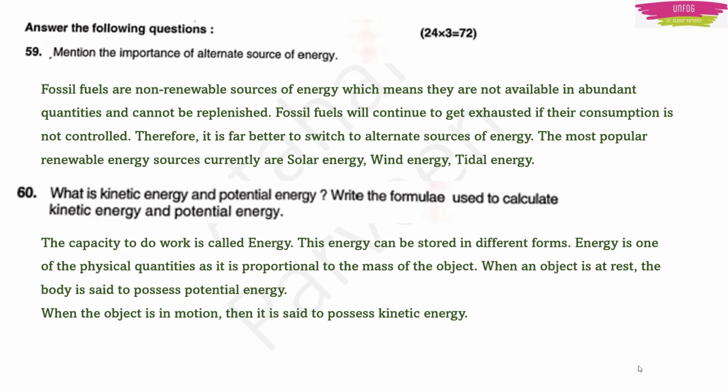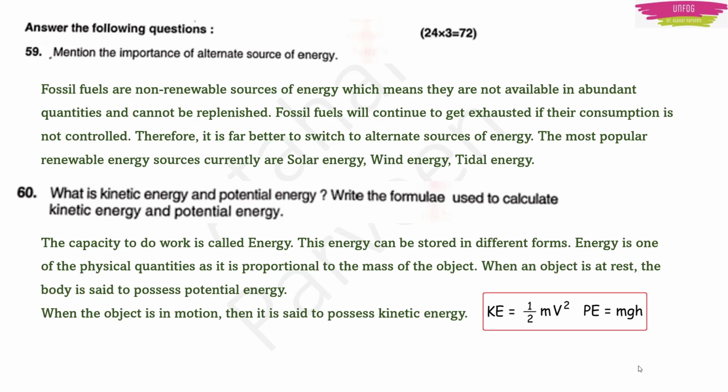When an object is at rest, the body is said to possess potential energy, and when the object is in motion, then the body is said to possess kinetic energy. Now they are asking us to write the formula used to calculate kinetic energy and potential energy, right? So kinetic energy will be equal to half mv square, where m is the mass of the body and v the velocity of the body, and potential energy is equal to mgh, where m is the mass of the body, g is acceleration due to gravity and h is height of the body. Okay, so this much answer will do. This should give you full 3 marks if you have written an answer something like this.